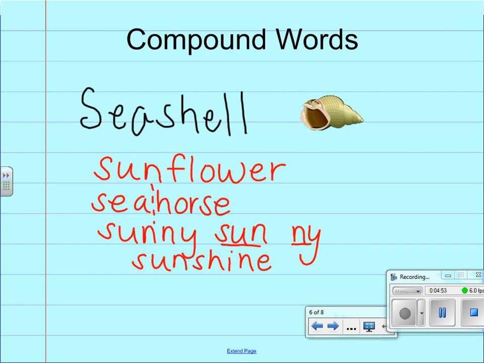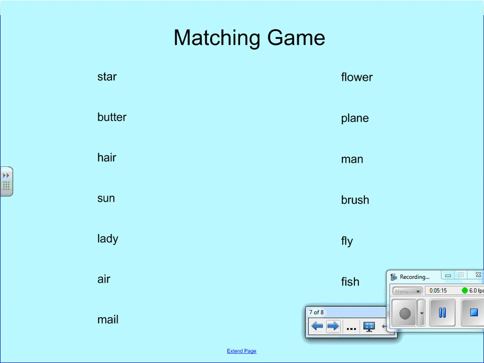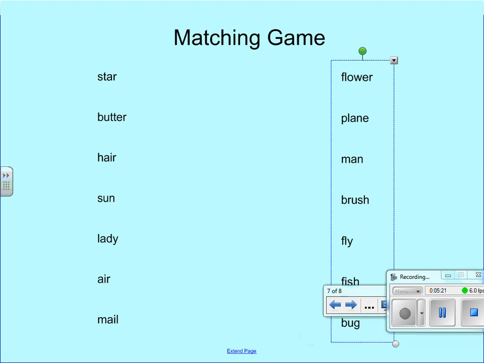Okay, who can give me one last compound word before we move on? Rebecca? Oh, football. Perfect. That is an excellent compound word. Okay, I think you guys are getting the hang of it. So I think that means we should play a game. Okay, guys, here we have a matching game. Let's see what we can do with this game.